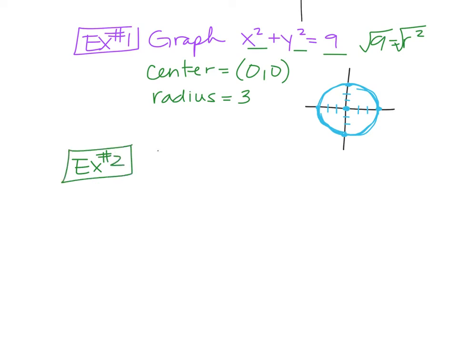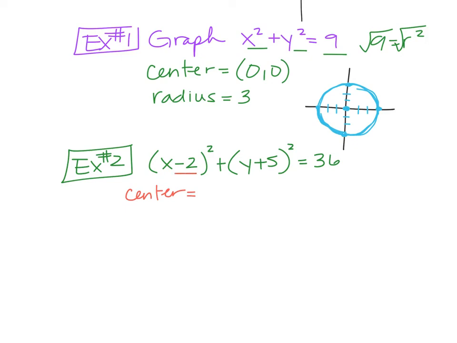This one, now the equation is (x − 2)² + (y + 5)² = 36, okay? And same thing, I want to know what's the center, what's the radius, and graph it. So here's where you have to be a little bit careful now. Our center is not (0, 0) anymore.